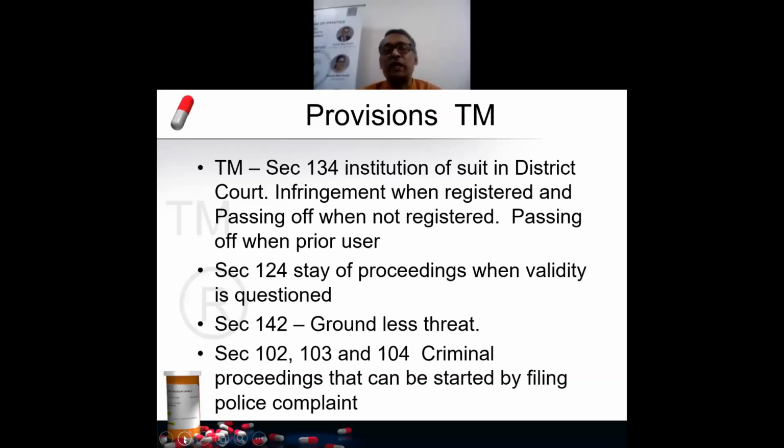Now, under the Trademark Act, what are the provisions? Section 134, institution of suit in district court, infringement when registered, passing off when not registered, passing off when there is also a prior user. Now, this is very important because there is one very important judgment of the Supreme Court that was passed recently, which is Sulochana Bai. Every professor who's teaching trademark law, the judgment, because the judgment completely talks of what is prior user and how two registered users, when there are two registered users, then what arises between them. So one cannot file an infringement suit against the other, but if one of them is a prior user, he can always file a passing off suit against the other registered owner.